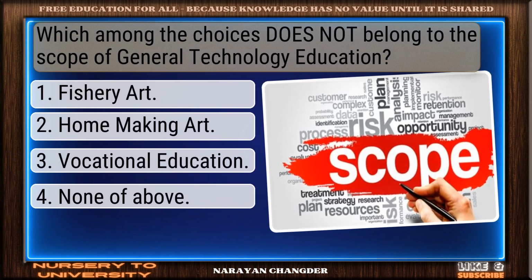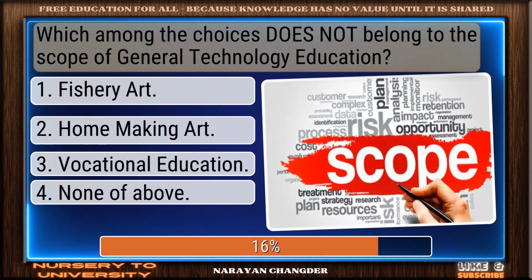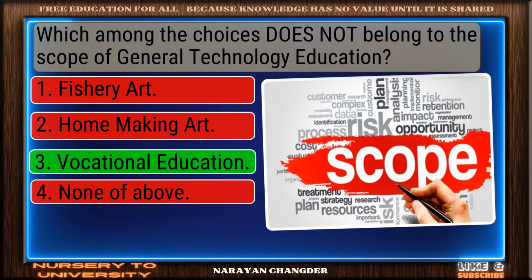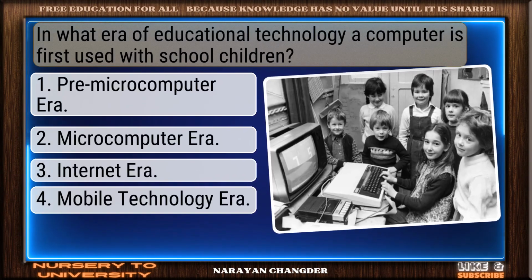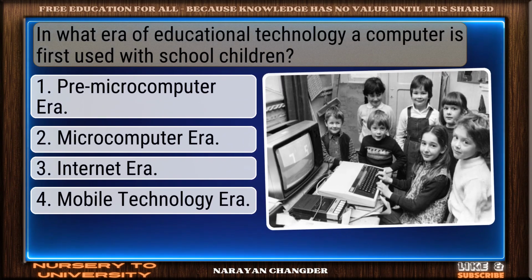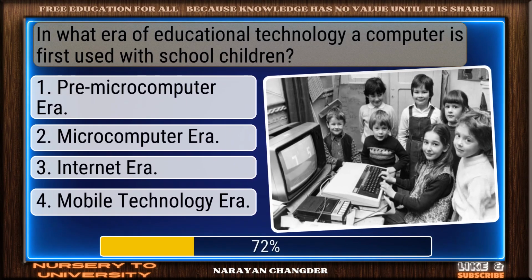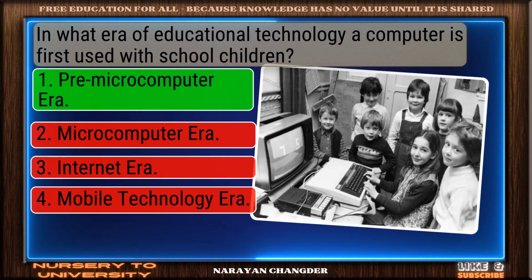Which among the choices does not belong to the scope of general technology education? Nicely done. Vocational education is a solid answer. In what era of educational technology is a computer first used with school children? Perfect. Pre-microcomputer era is the correct choice.